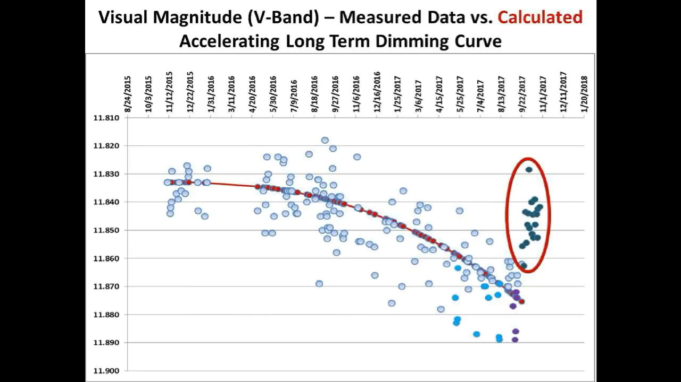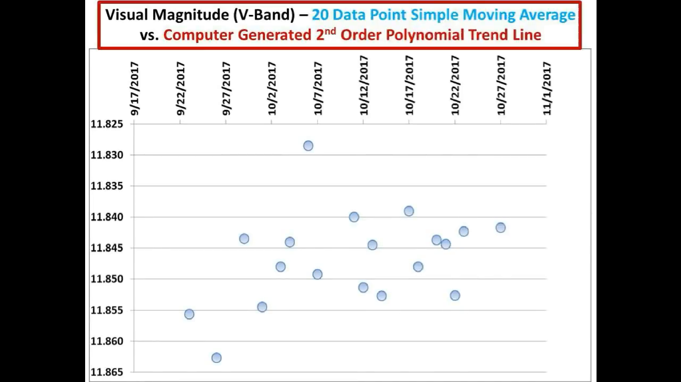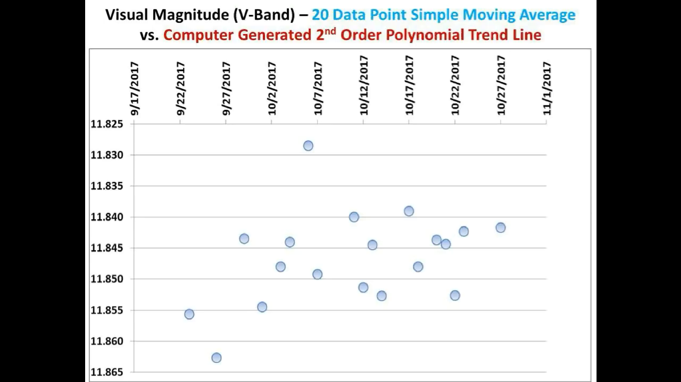The problem is not only integrating the two data sets together eventually, but this shift in the way he took measurements happened at a bad time when we were seeing a brightening in the long-term trend of Tabby Star. So what we decided to do was to put these newer data points on a separate graph and begin to show the 20 data point simple moving average along with a computer-generated second-order polynomial trend line.